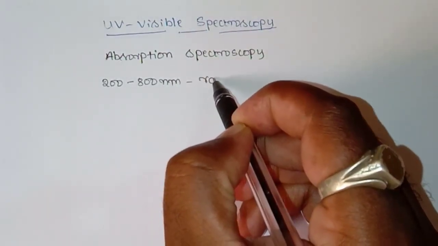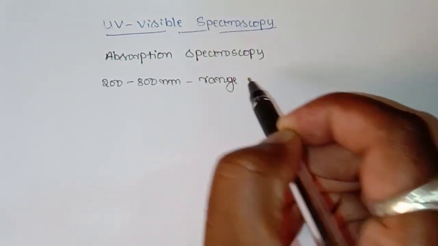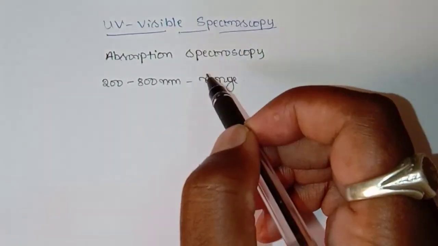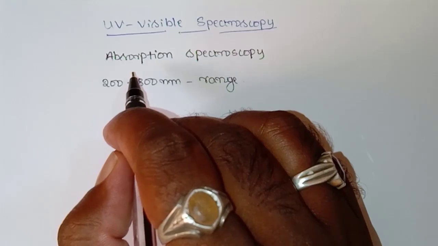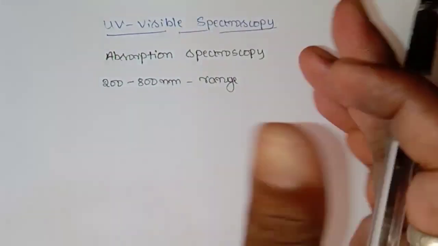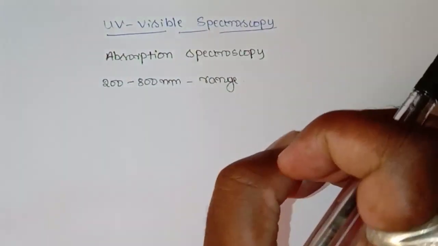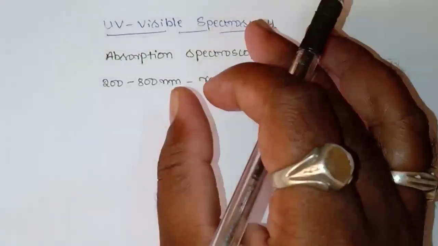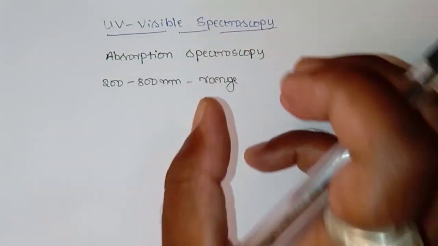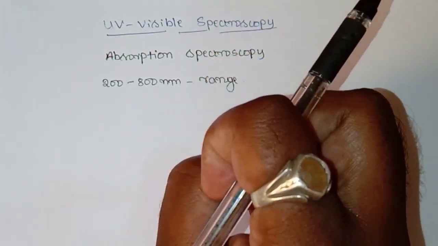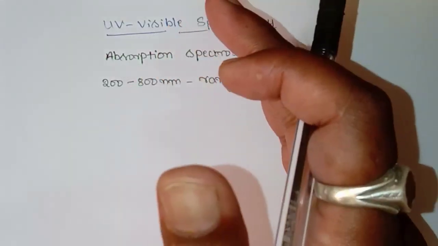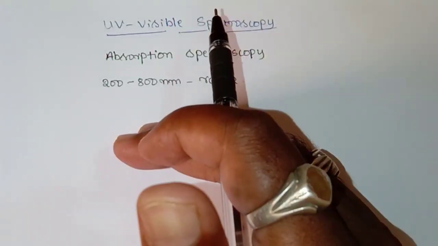So in this range only the radiation will be absorbed by the material, so as to get the UV visible spectrum. UV visible spectroscopy involves, let me say it this way, when UV or visible radiation is passed on to the sample, the electrons present in the sample will absorb the radiation and get excited to the higher energy level from the ground state.